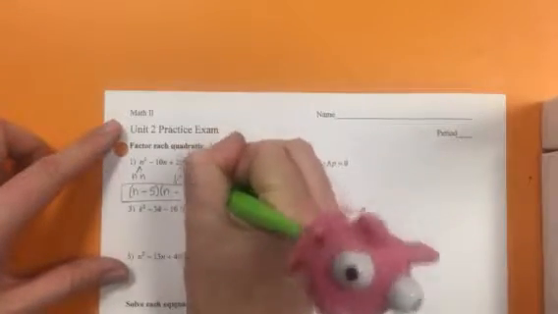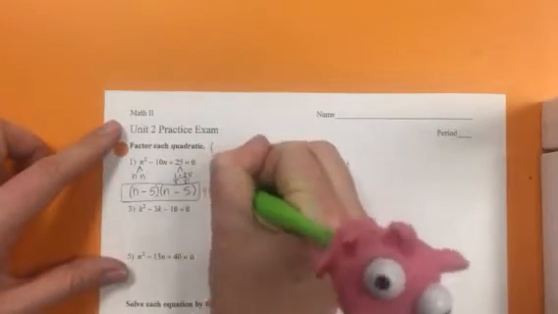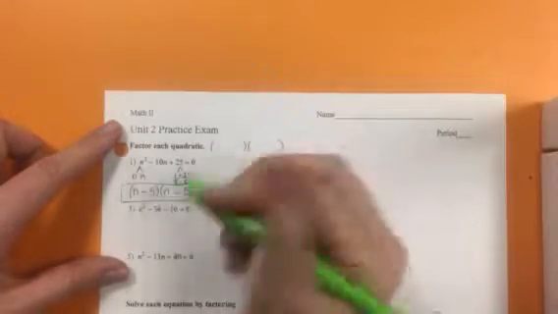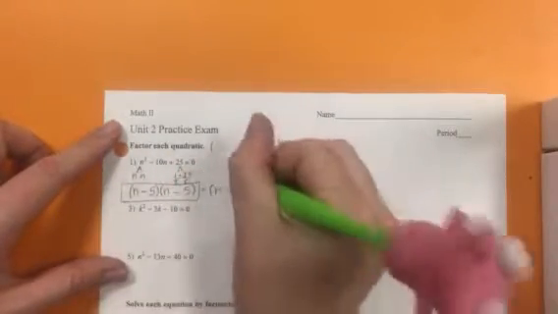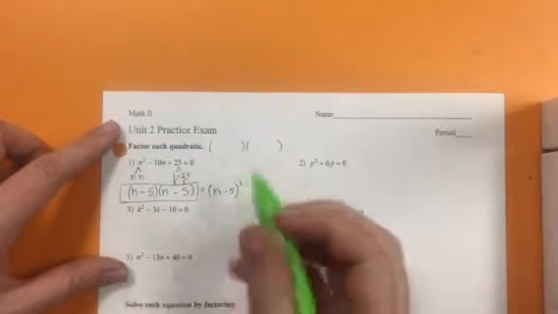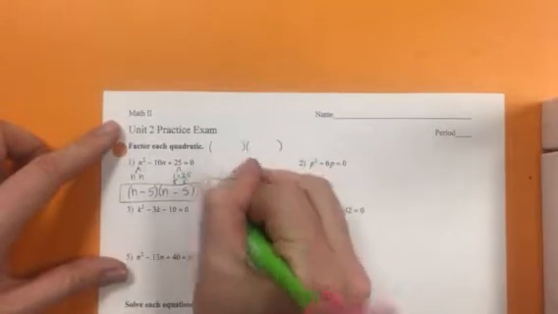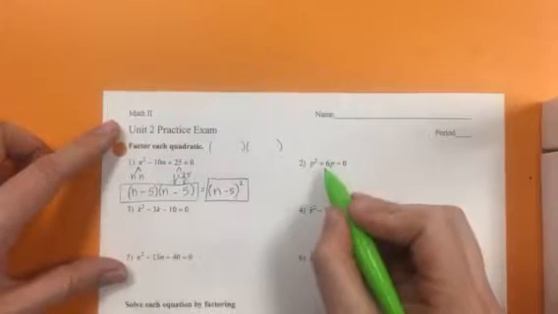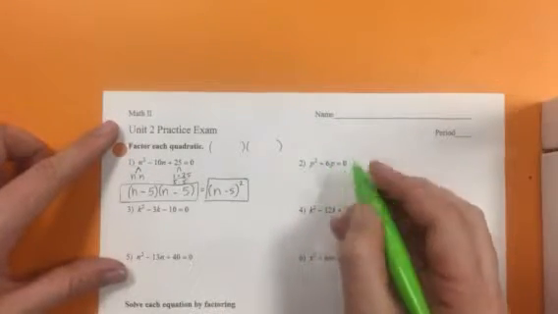If you wanted to write it and simplify it more, you could say n minus 5, and because there's two of them that are the same, you can say they are squared. Both of these are correct. This one's just simplified.